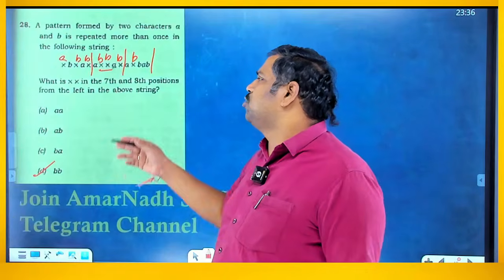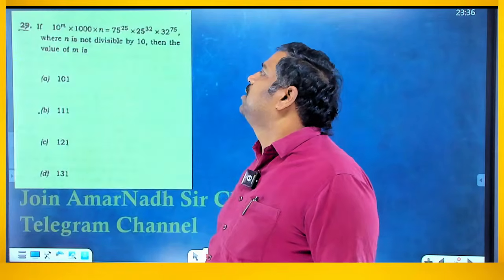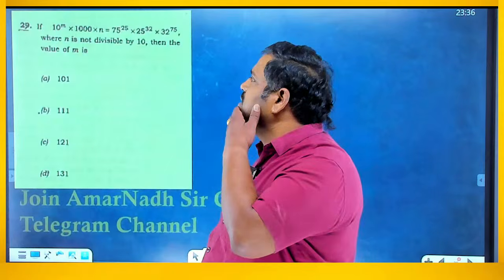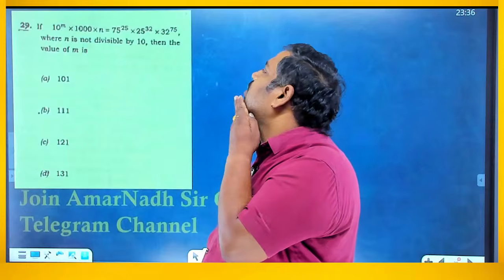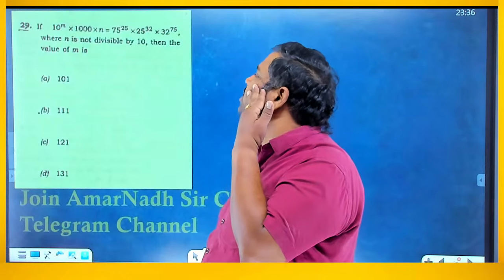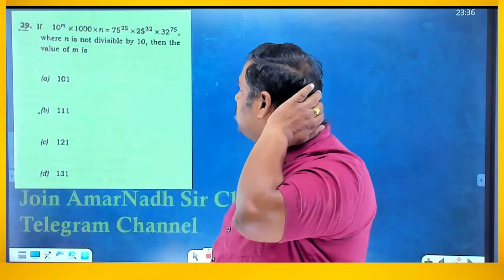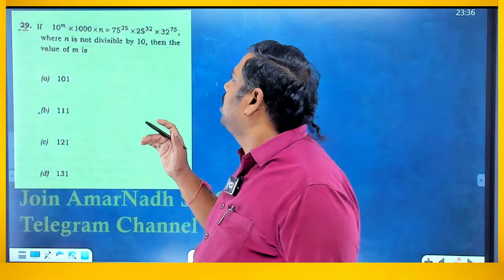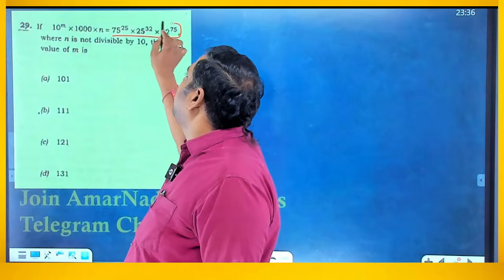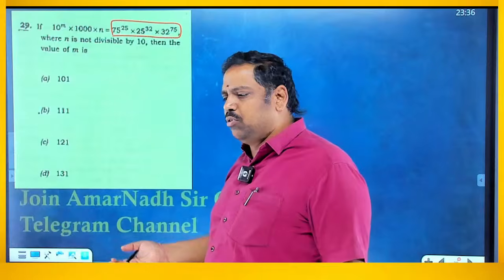Already we discussed so many questions like this one earlier. If 10 power m and 1000 into n is equal to 75 power 25 into 25 power 32 into 32 power 75, where n is not divisible by 10, then the value of m is. It's a simple and beautiful question. You have to calculate the number of zeros at the end of that product. Simple question. Then you have to subtract 3. Why do you have to subtract 3? I'll explain, don't worry.